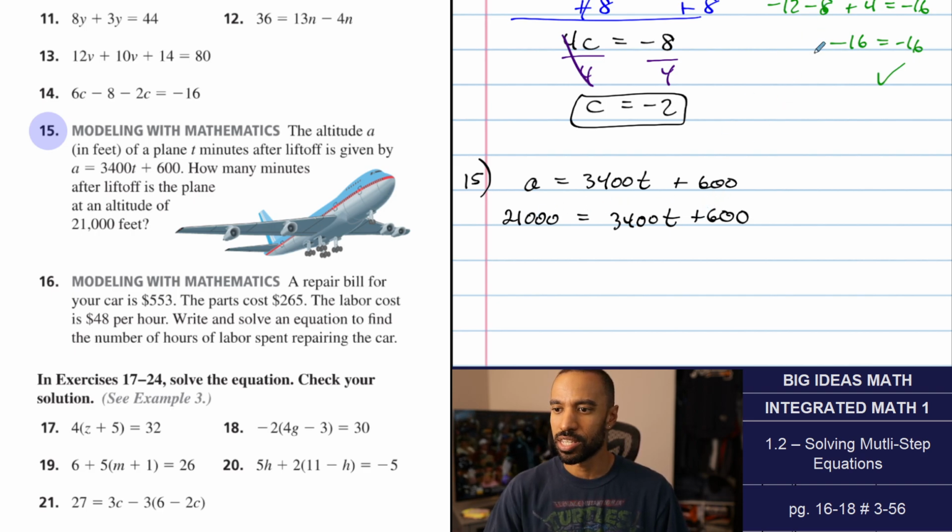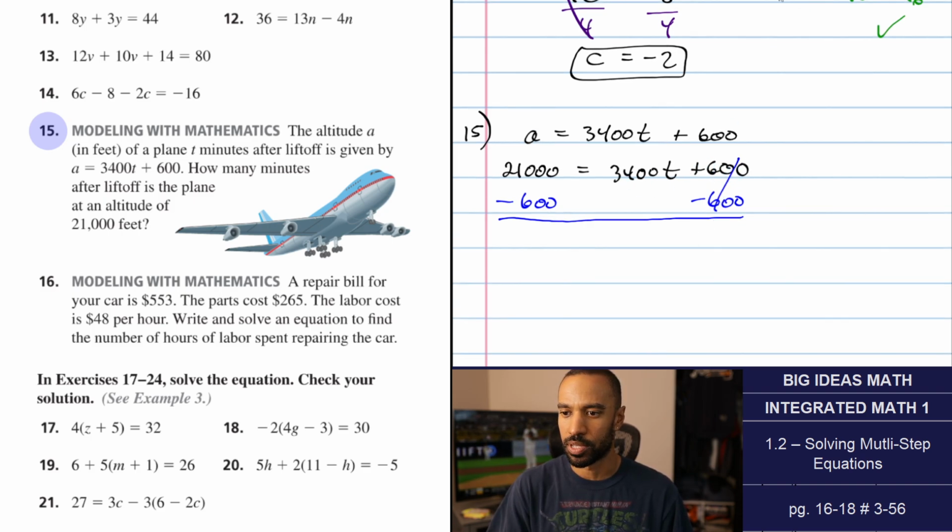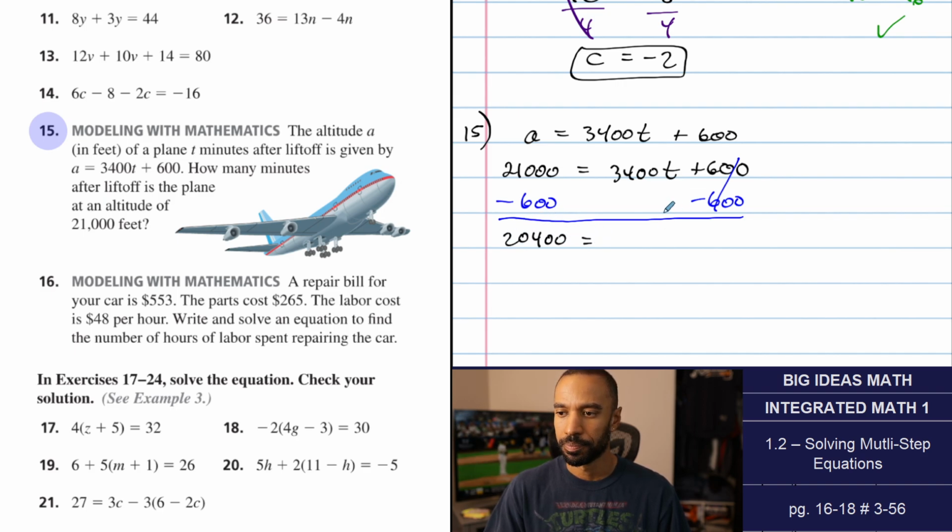21,000 minus 600 is the first thing I'd like to do here. Why? Because I'm trying to solve for t, and the right side of the equation has t. Let's isolate it, and this right side is already simplified. So I subtract 600 from both sides, and that is, it was 600, right? Yeah. And that is 20,400 feet in the air, and that's 3,400 t.